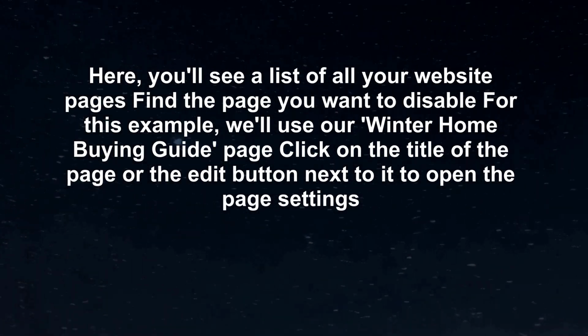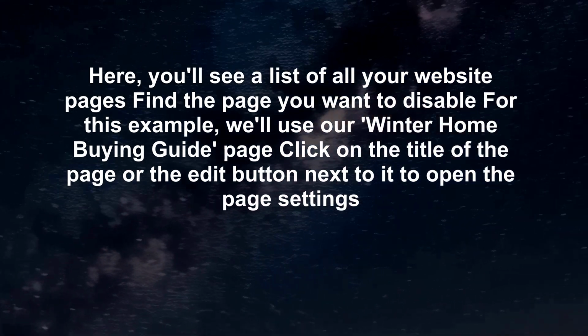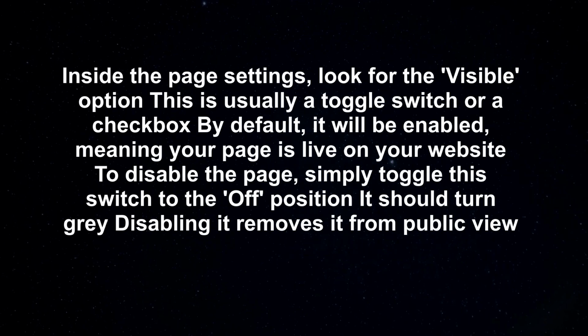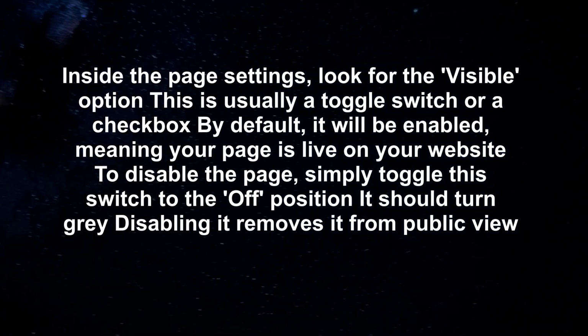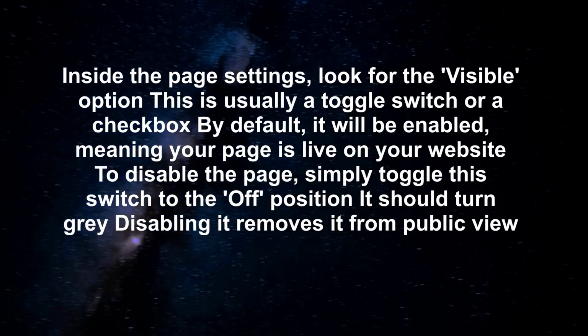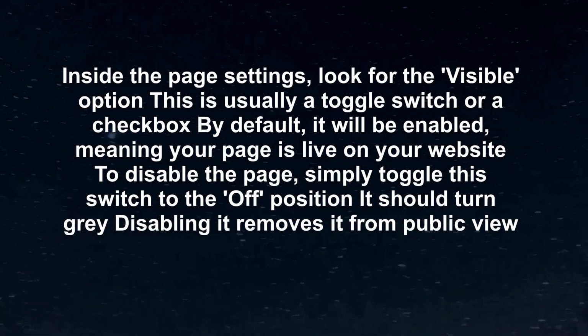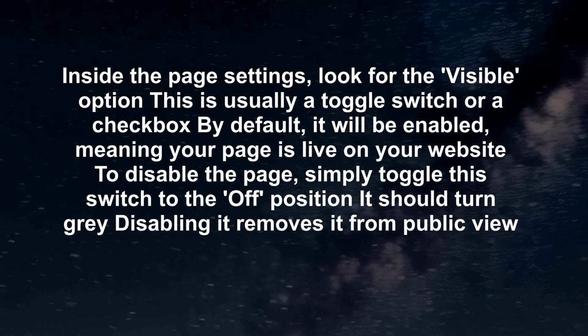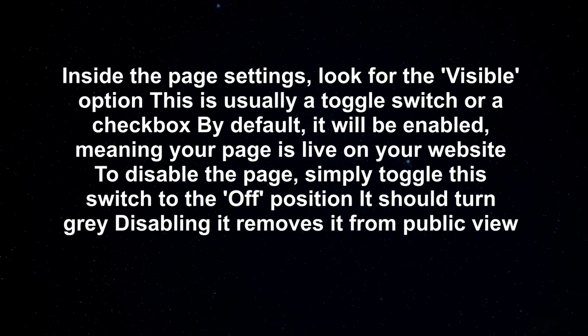Click on the title of the page or the Edit button next to it to open the page settings. Inside the page settings, look for the Visible option. This is usually a toggle switch or a checkbox. By default, it will be enabled, meaning your page is live on your website. To disable the page, simply toggle this switch to the off position. It should turn gray. Disabling it removes it from public view.